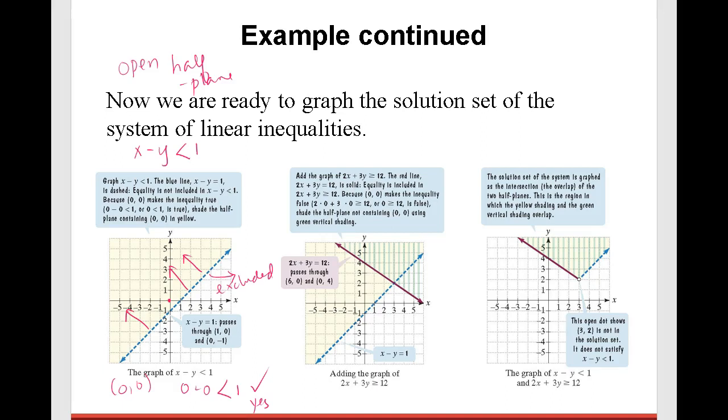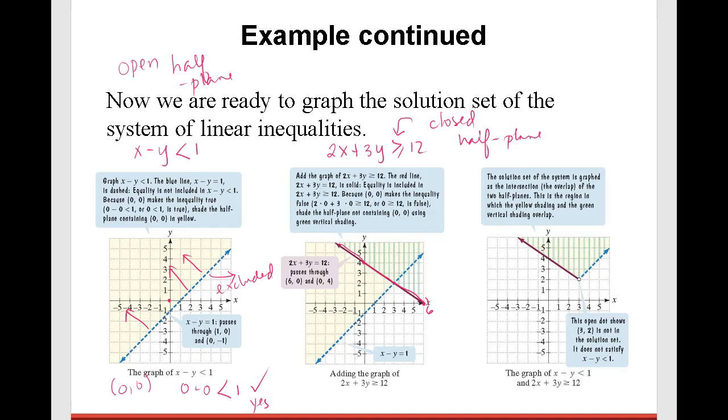Now go to the second inequality, which is 2x plus 3y greater than or equal to 12. We saw that 6 and 4 are your intercepts. So 6 is right here and 4 is right there. Now this is greater than or equal, so we're expecting a closed half plane. The boundary line is going to be included. Here we go.